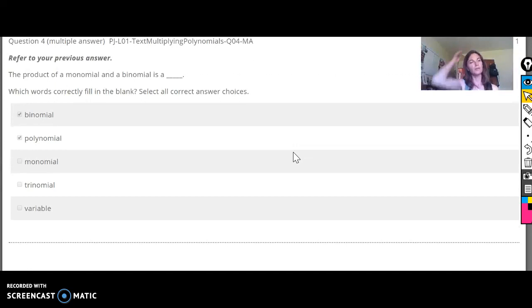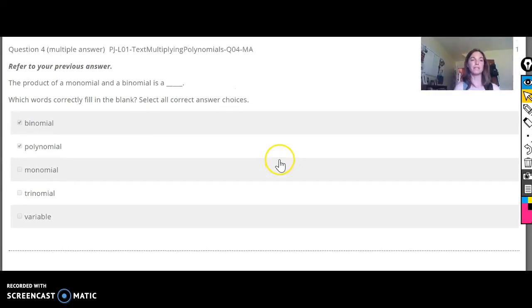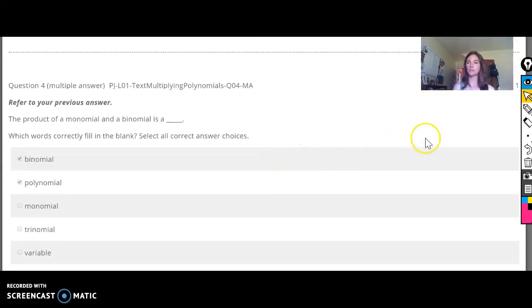Okay, so refer to our previous answer, which was 28x squared plus 14x, right? They want to know, is this a binomial, polynomial, monomial, trinomial, or a variable? Well, there is a variable x, okay? But there are also two terms here. This is one term, and this is another term, okay?